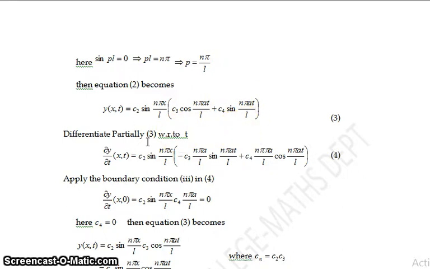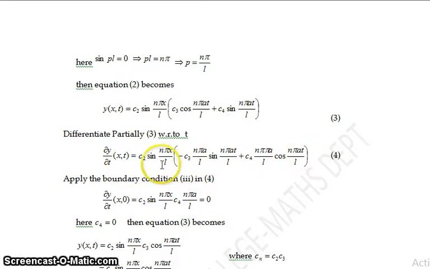Then apply condition 3 in 3. First we have to differentiate this with respect to t. So dou y by dou t of x comma t equals c2 sin n pi x by L, which is constant with respect to t, times minus c3 sin n pi at by L, and again differentiating with respect to t gives n pi a by L, plus c4 cos n pi at by L, and again differentiating gives n pi a by L. Then put it equal to 0.